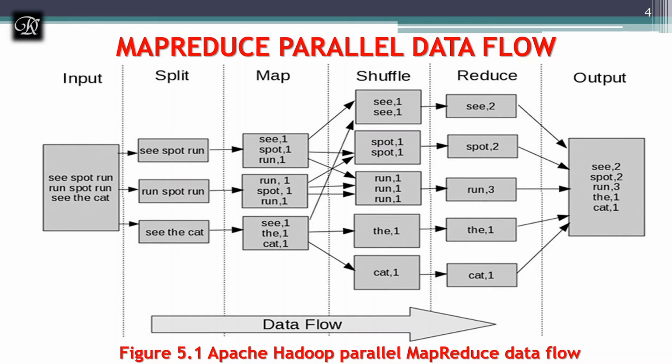Now the final output: we gave an input file with 9 words, and the final output will have 5 words with their occurrences. Each will have 2, 2, 3, and 1, 1. This is how MapReduce takes any input. Whether to count or do any other task is clearly decided by the programmer. The only thing is that this is done in a distributed, parallel way by MapReduce and Hadoop.